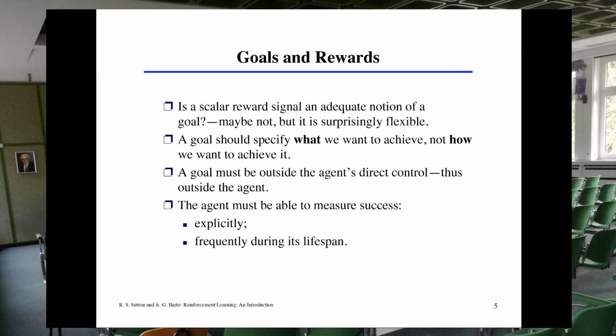And the agent must be able to measure success. So we should define, for example, how the agent perceives the states in such a way that the state representation contains enough information for the agent to know if it is making progress, if it is getting to the goal explicitly. Also, depending on how we define the reward functions, maybe the agent should be able to measure this success through frequently given rewards during its lifespan. So the agent should have information in the way it perceives the state to learn that it is making progress or not.